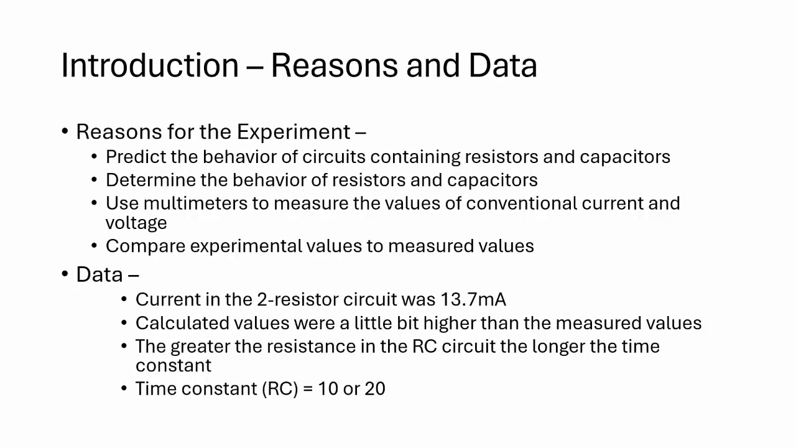Introduction and reasons for our data. The reasons for our experiment are to predict the behavior of circuits containing resistors and capacitors, determine the behavior of resistors and capacitors, use multimeters to measure the value of conventional current and voltage, and compare the experimental values to measured values. The current in our 2-resistor circuit was 13.7 milliamps.